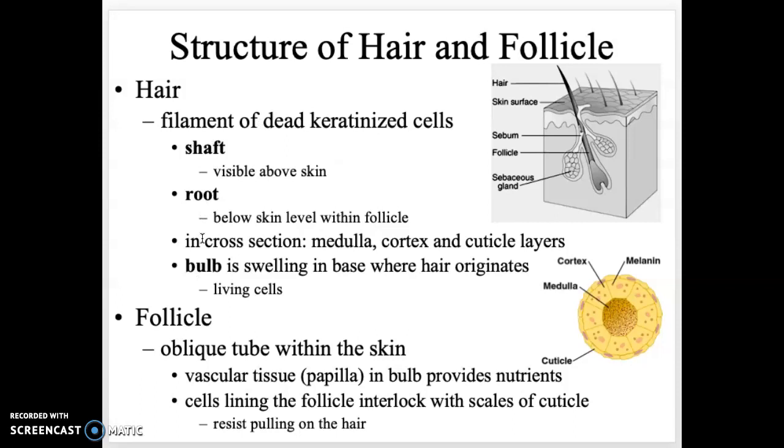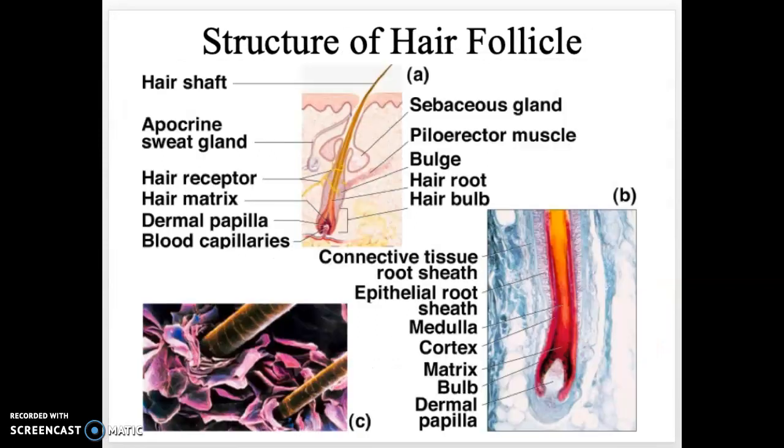So we have different parts. There is the shaft of the hair, which is the part visible above the skin. There's a root of the hair below, and then the bulb is the swollen part down here where the hair is originating and where it's growing. The follicle that wraps around the hair is providing nutrients, and this helps hold the hair in place.